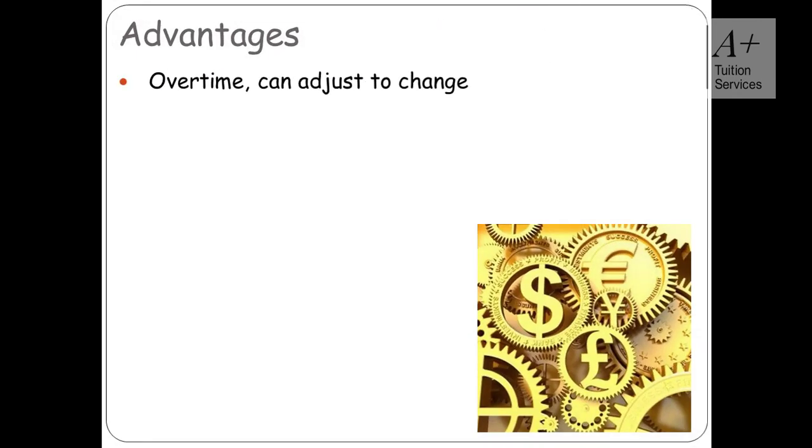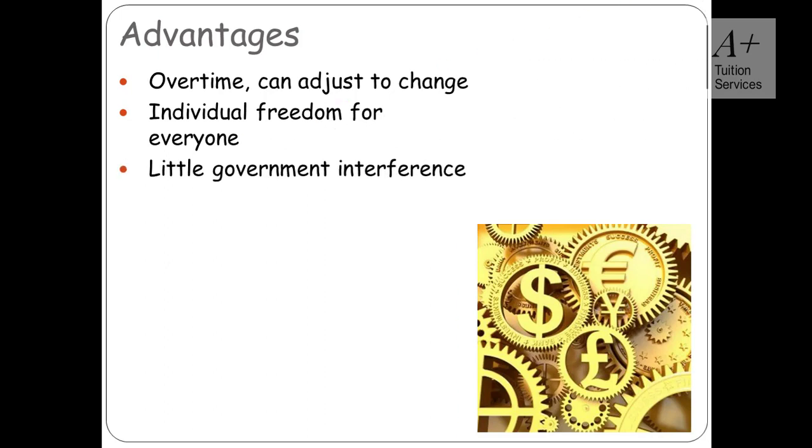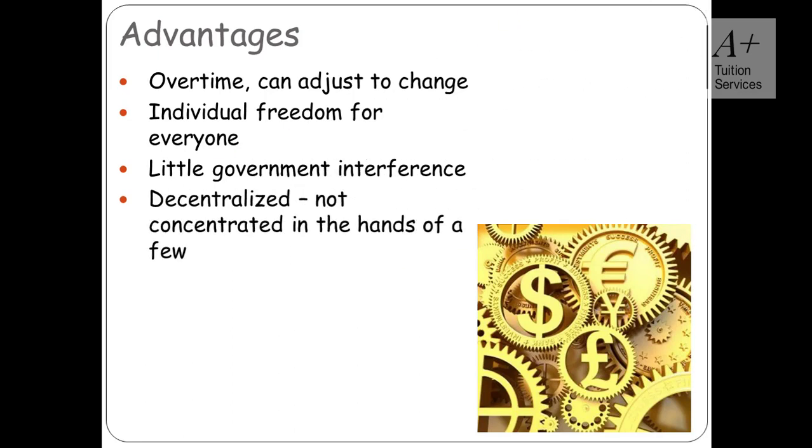Over time, it can just adjust to change. Individual freedom for everyone. So I could have my wants and needs delivered, and I can also produce. So, for example, if the people in a country want lettuce, everybody is free to sell lettuce at different prices. Depends. Okay, the higher the demand for something, the higher the price will go, until they have an oversaturation in supply, and then the price will drop. Little government interference. So the government is there, but they don't really interfere with the forces of demand and supply.